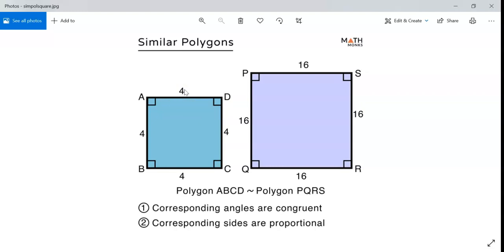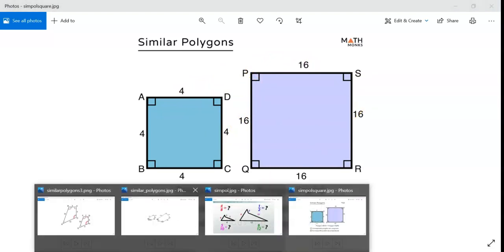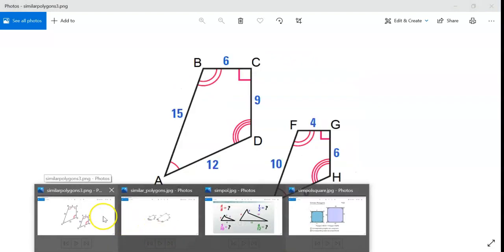And if you look, how did I get from 4 to 16? I multiplied by 4. So what I did was I multiplied every part of the square by the same common factor or scale factor, which in this case is 4, because 4 times 4 is how we got 16 for each one of these. Let's look at a couple of other similar figure examples here.